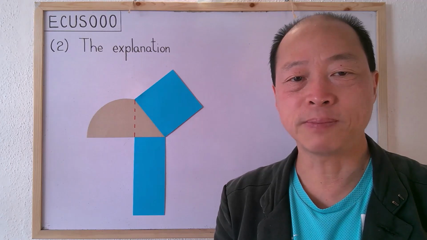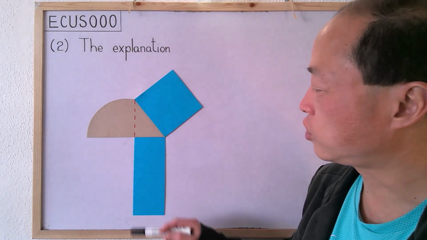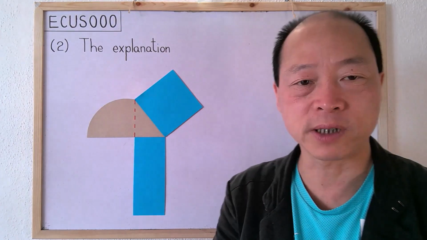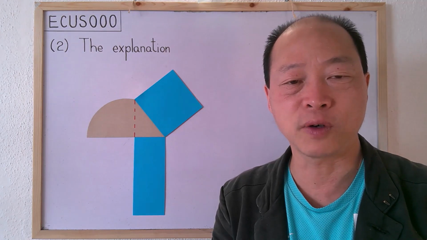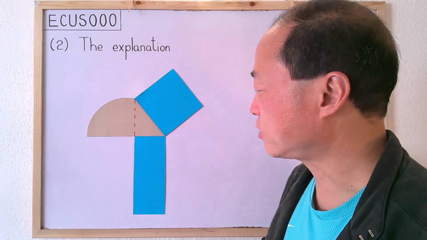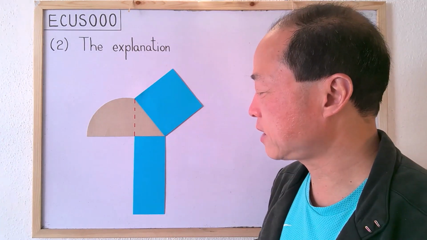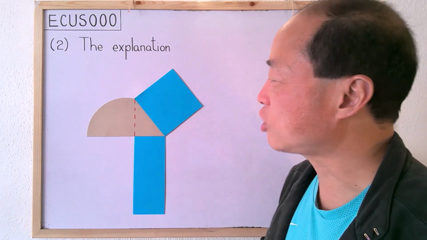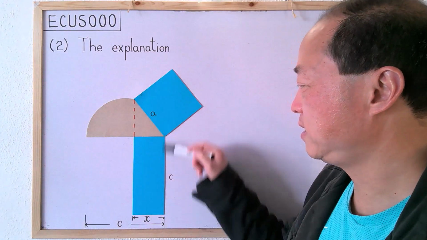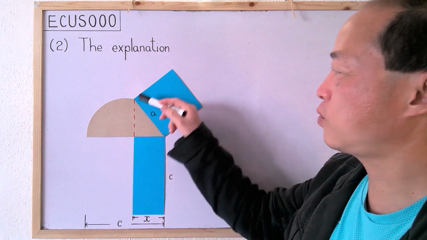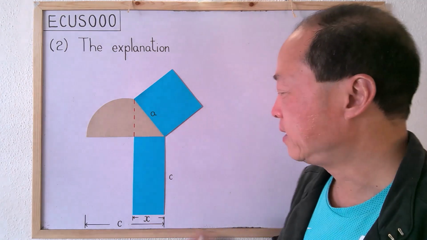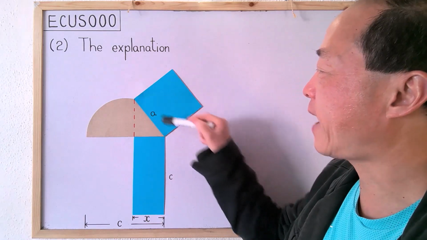The objective of this part of the video is the explanation on why the area of this rectangle equals the area of this square formed by the method described in the first part of the video. Let the length of the longest side of the rectangle be C, the length of the shortest side be X, and the length of a side of the square be A. The area of this rectangle is C times X, and the area of this square is A times A. Therefore, we aim at explaining why C times X equals A times A.